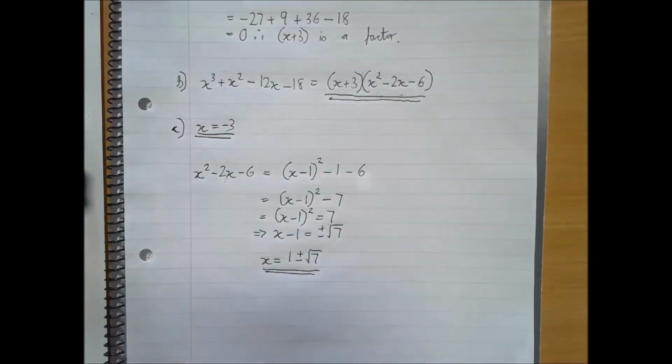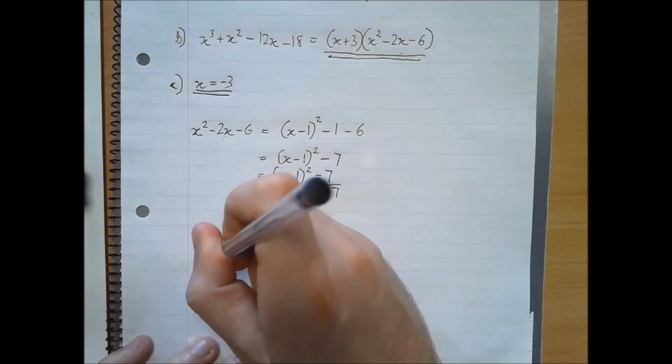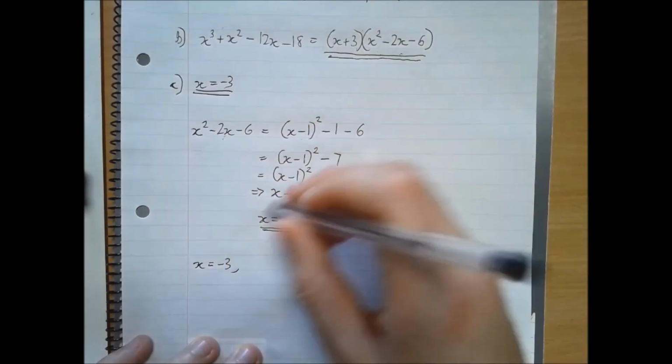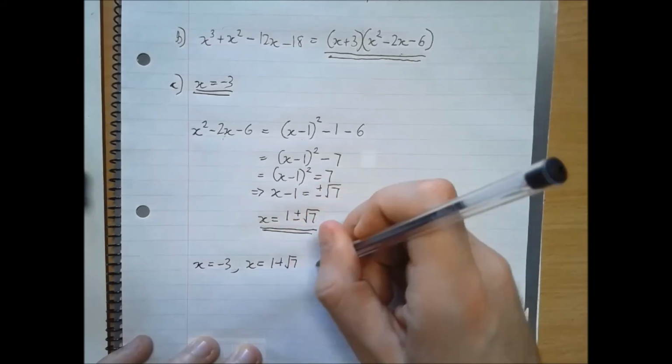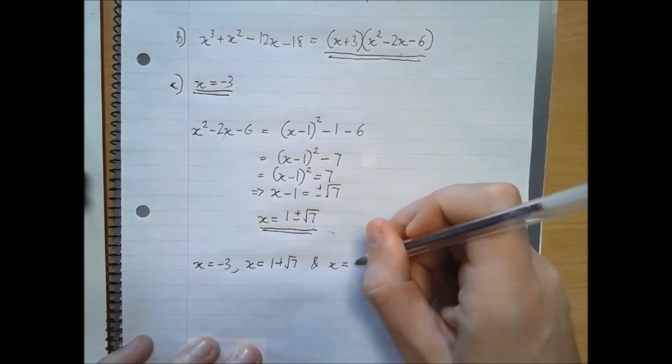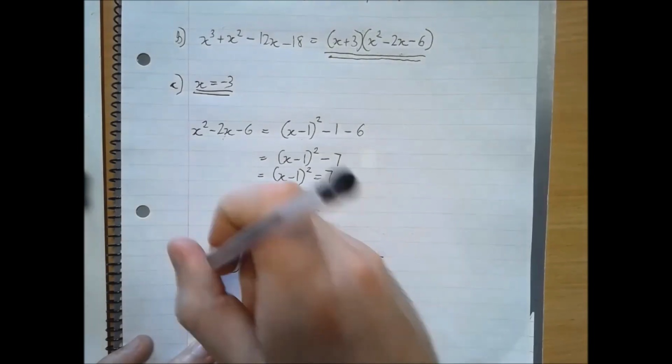And there we go. So we've got our three roots. The three roots are x equals minus 3, x equals 1 plus root 7, and x equals 1 minus root 7. Like that.